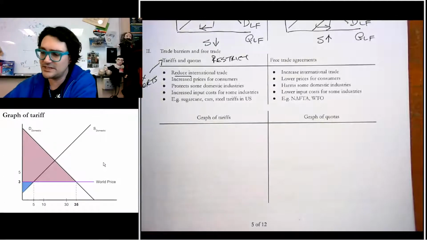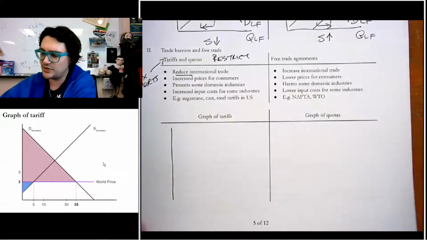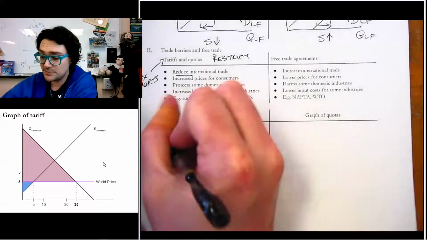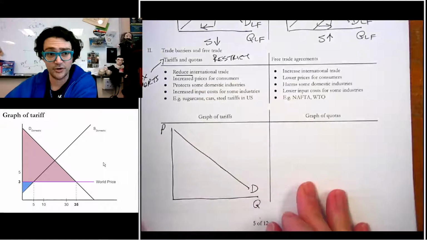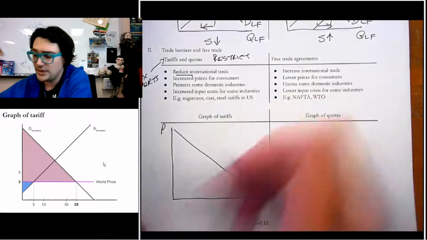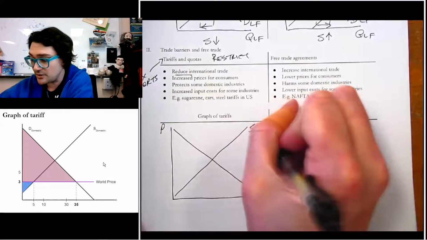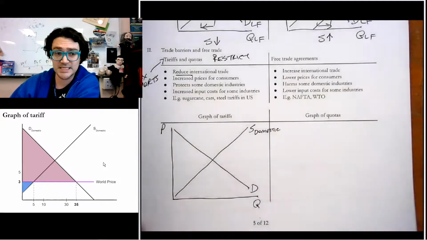So first off, we're going to draw the tariff. And I don't want you to shade in anything below, but this is kind of what it would look like before a tariff is implemented. And so we'd have a demand curve that's a domestic demand curve for, let's call it sugar, right? And then up here, this is the domestic supply curve for sugar. So that's like the amount that we can produce here in the United States.